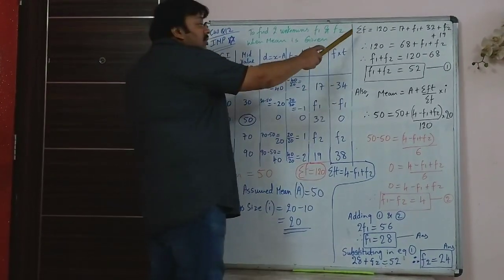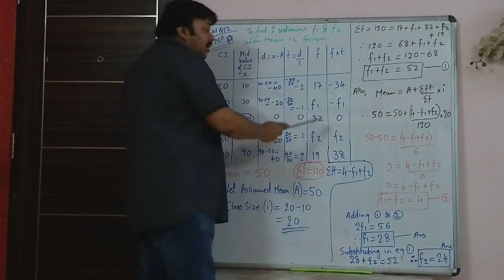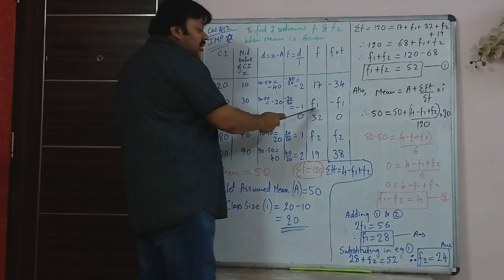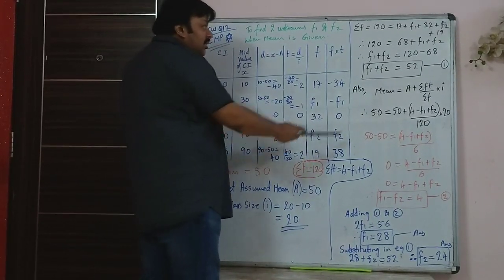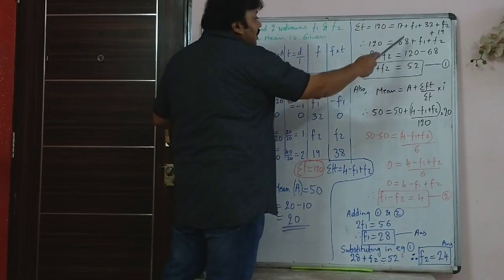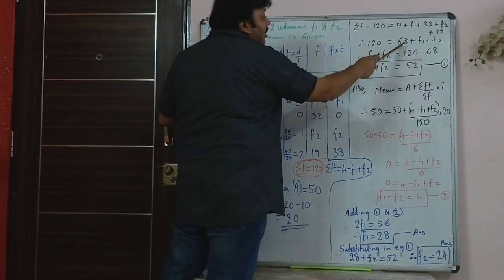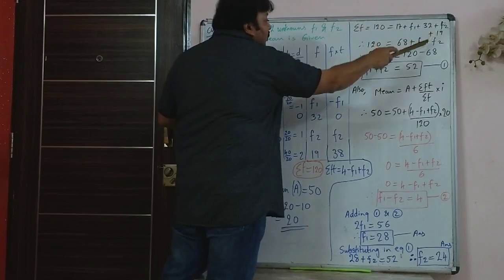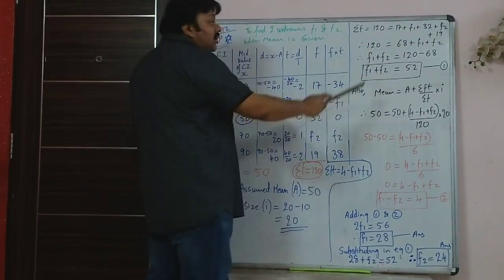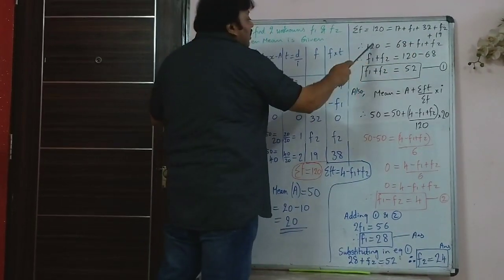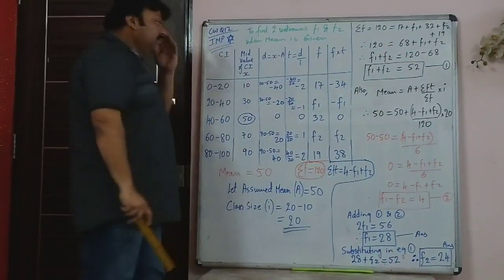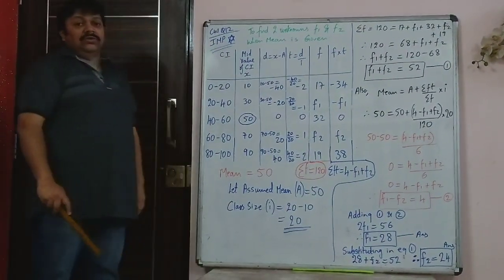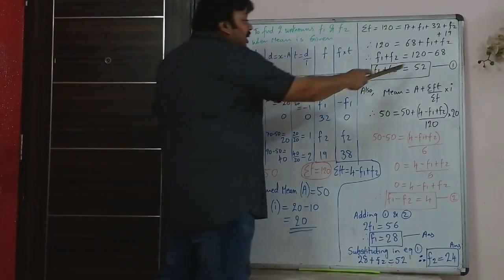So that is first what you wrote, sigma f is 120, which is actually 17 plus f1 plus 32 plus f2 plus 19. So when we add up all the numbers you get 68 plus f1 plus f2 is 120, or f1 plus f2 is 52, that is 120 minus 68. So that is your first equation. That is how you make one equation.